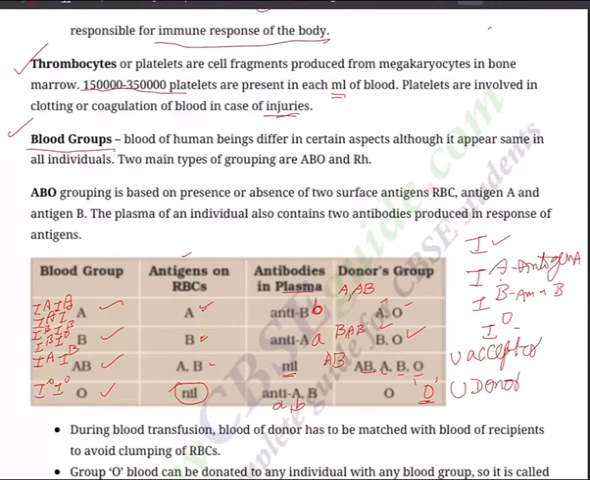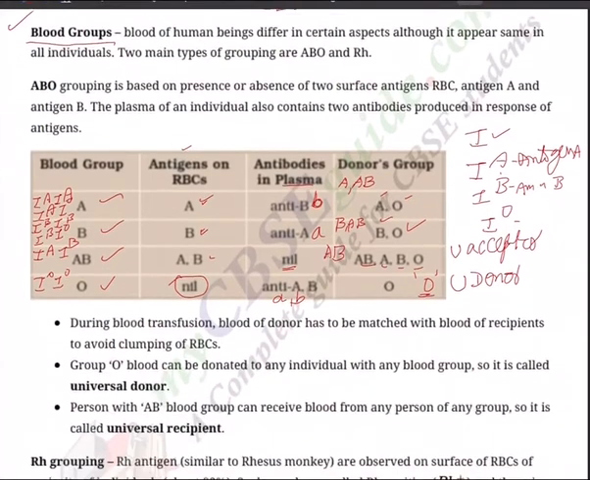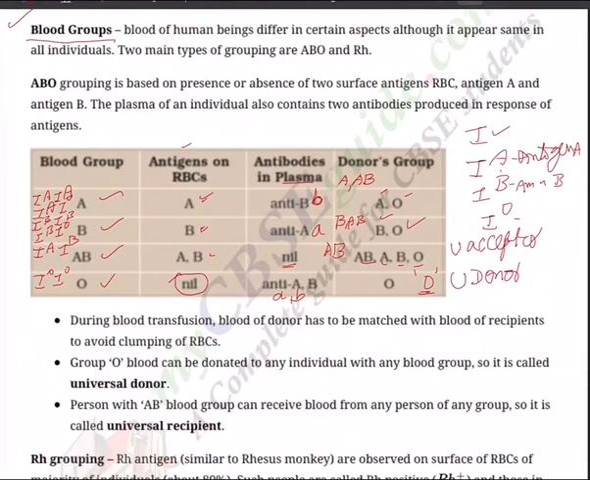Why O only? Because of the antigens being nil. If he takes blood from others, there are antigens A, B, so there will be fighting between the antigens and the antibodies. As a result of this fighting between the antigen and the antibody, what happens? Agglutination takes place. That means blood clotting will take place. So to avoid that blood clotting, compatibility should be there.